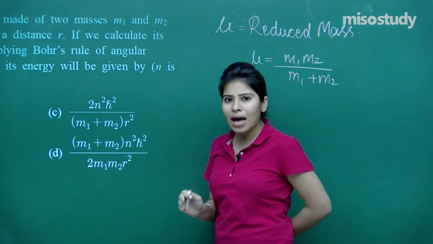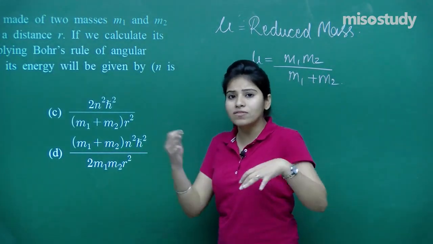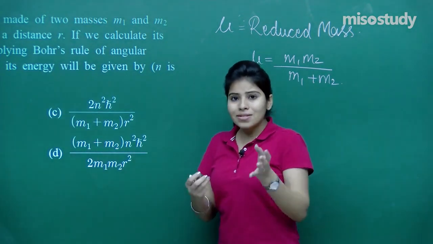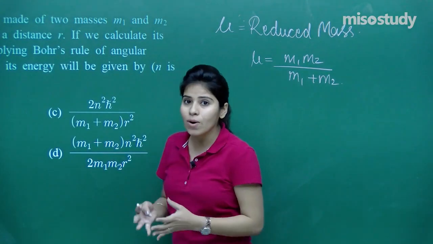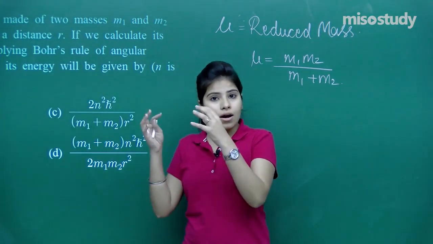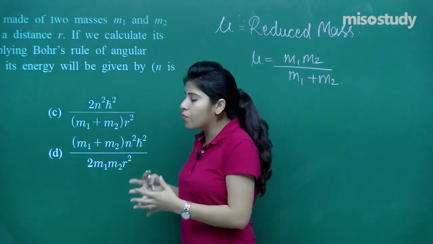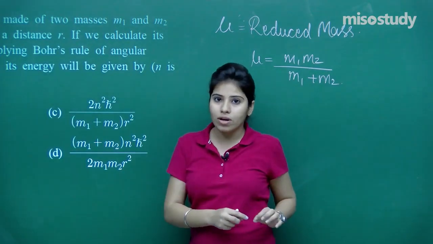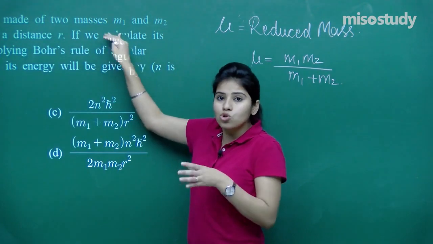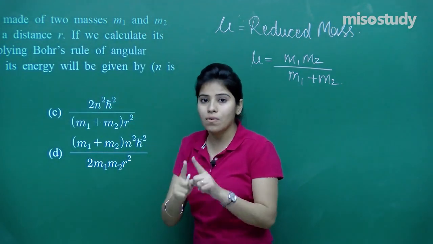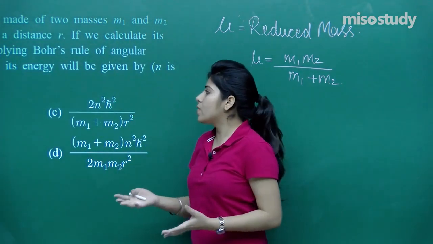You will be saying, ma'am, you haven't started the question and you have started writing the formulas. But you know that my habit is that whenever I start reading the question, whatever values come before me, I just write them down. And from here I am getting the information that I can convert these two masses into one particular mass. So I am just writing it over here.